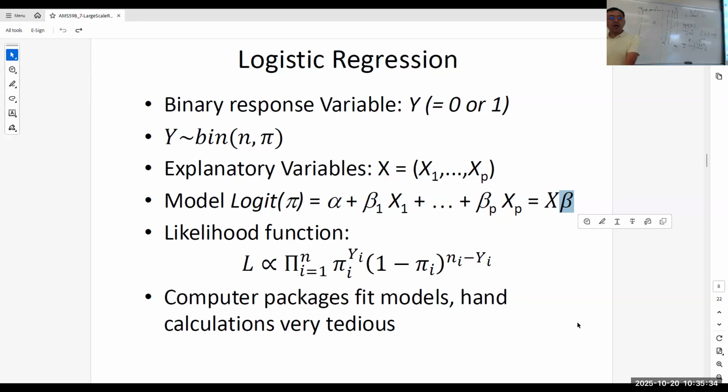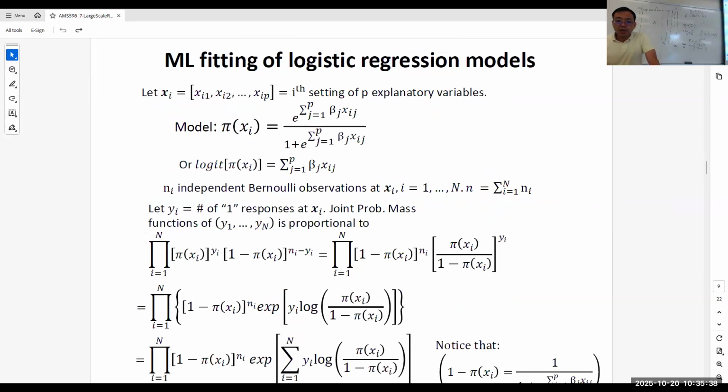Okay, so now this is essentially what we talk about. Now let xi equal xi1 up to xip be the ith setting of the p explanatory variables.